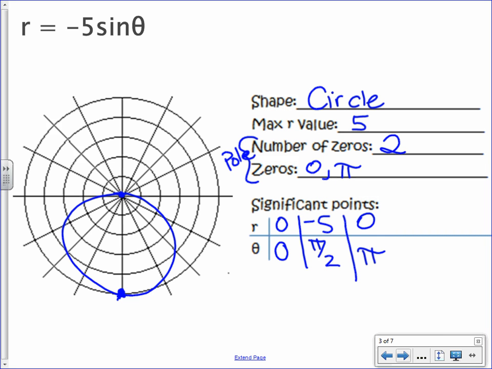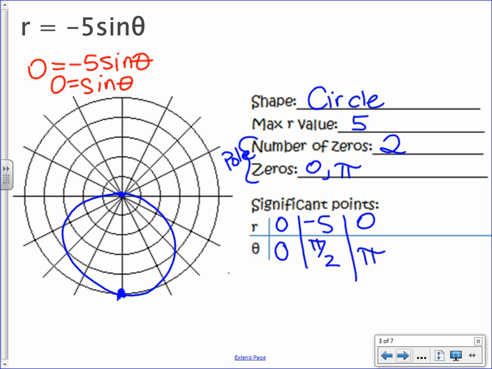Wherever R equals 0, so we could say when does -5 sine of theta equal 0? Or when does sine of theta equal 0? Okay, and we could say 0 and pi. Now I will tell you, some of our graphs will take from 0 to pi to draw the graph. Some of our curves will take from 0 to 2 pi to draw the entire graph. For a circle, it only takes from 0 to pi to draw it.